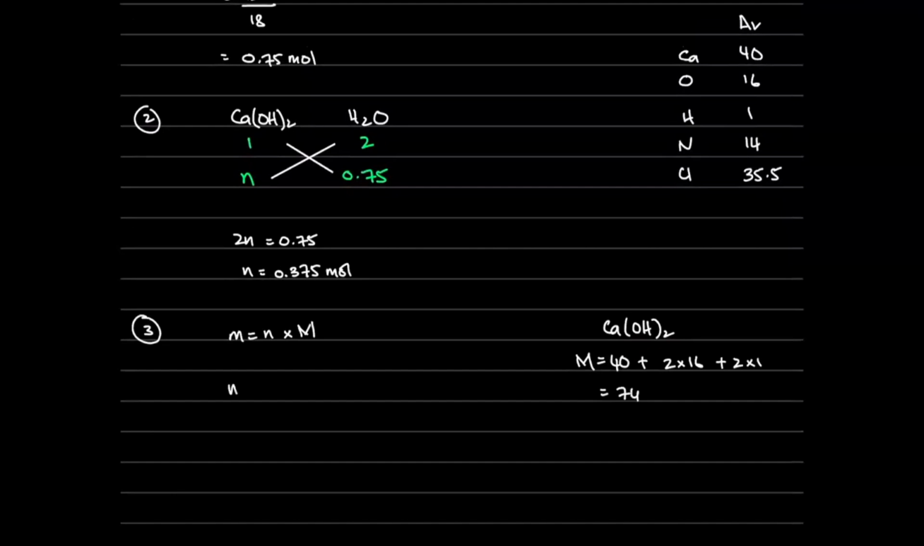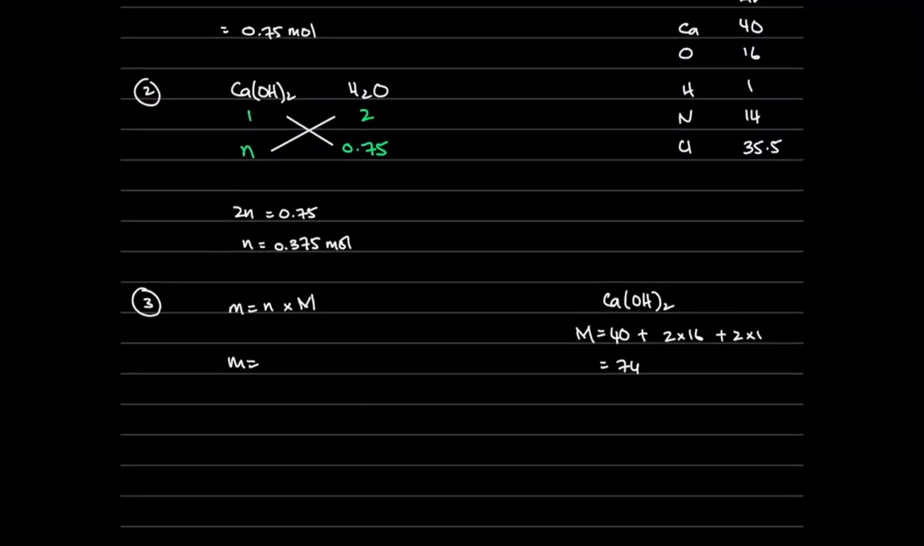So we can say that the mass is equal to the number of moles, which is 0.375 times the molar mass, which is 74, and that gives us a mass of 27.75 grams. Okay, so that is your answer. 27.75 grams of calcium hydroxide that initially reacted. So that is your answer. There we go.